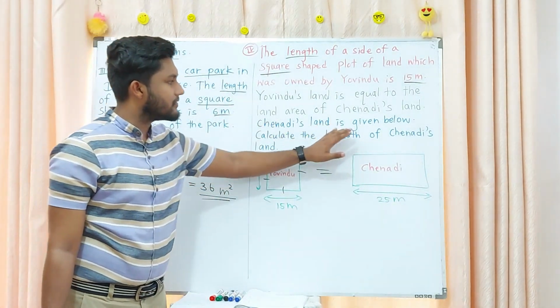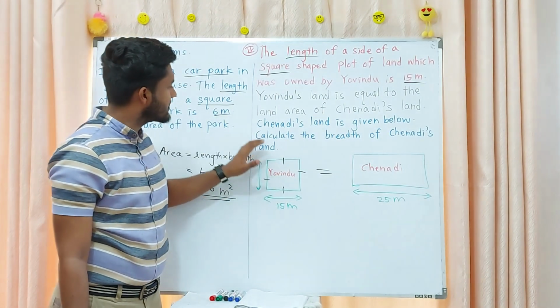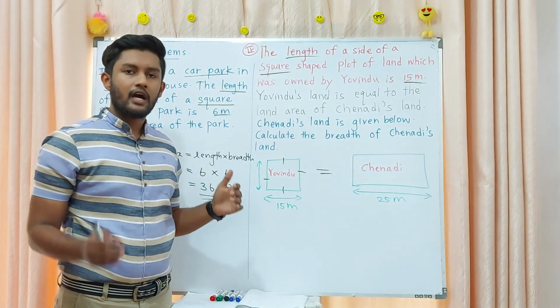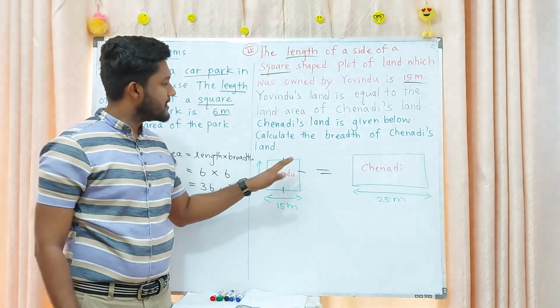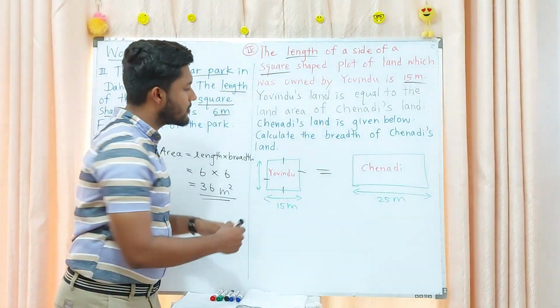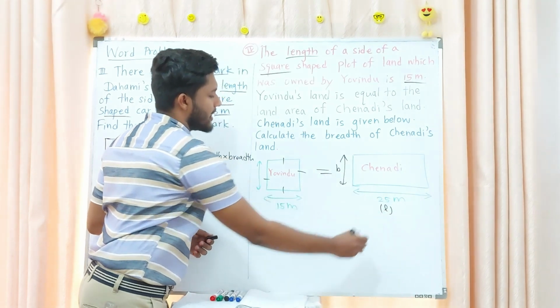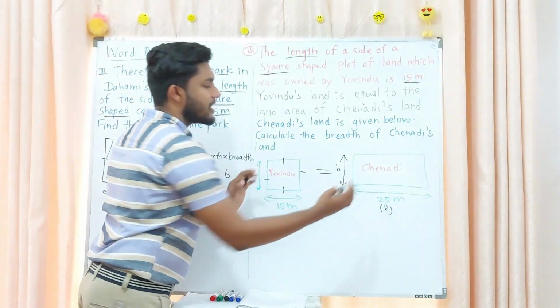Chenadi's land is given below. Calculate the breadth of Chenadi's land. Yes, I told you that length is bigger, breadth is parallel. They have given the length. You want to calculate the breadth, B, right? This is L, right? You already know that these two areas are equal.